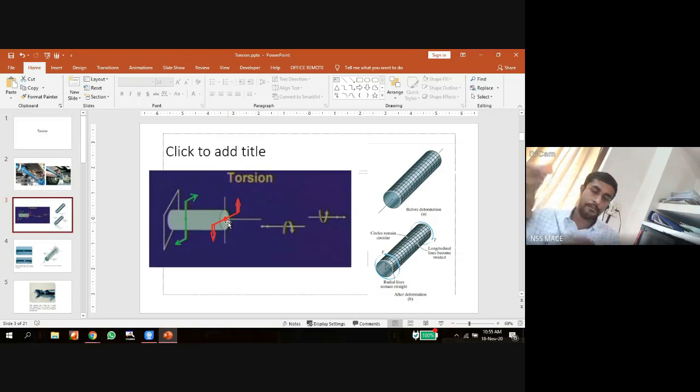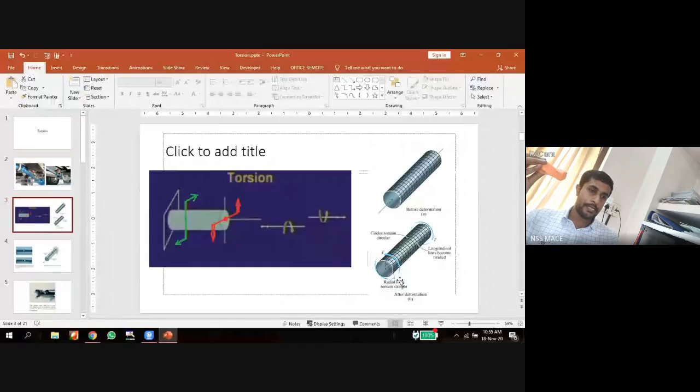So I am fixing this point, and here I am applying torque. The application of torque is like this: a force is applied in the equal and opposite direction, separated by a distance d. Then force into perpendicular distance d is called torque. So when I apply such torque, what happens to this body?